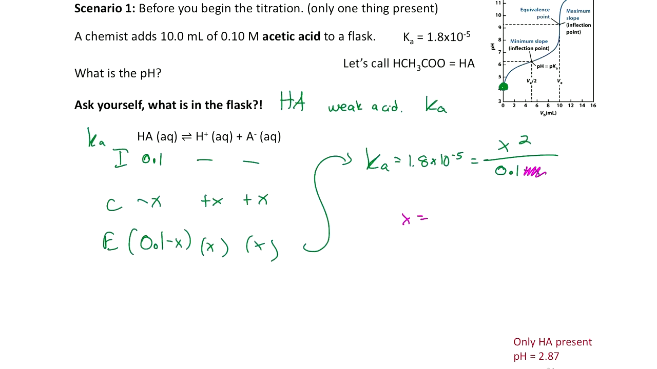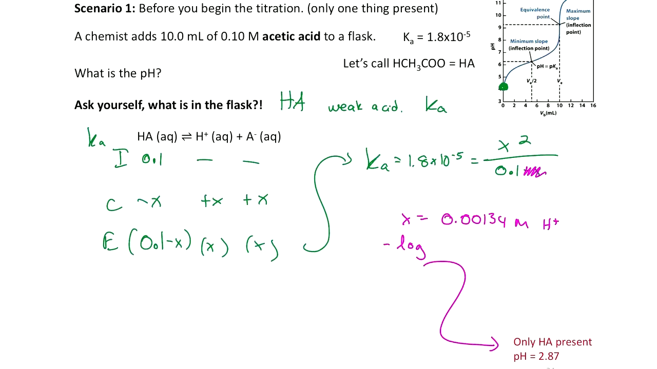Okay, so 1.8 e negative 5 times 0.1, take the square root of that. So I get x is 0.00134 molarity, but it's the molarity of what? H plus, because we used Ka. And so when you negative log that, you get a pH of 2.87. HA is the only thing present. That's the only thing you added into the solution, into your Erlenmeyer flask. So we just do the x squared over initial concentration.